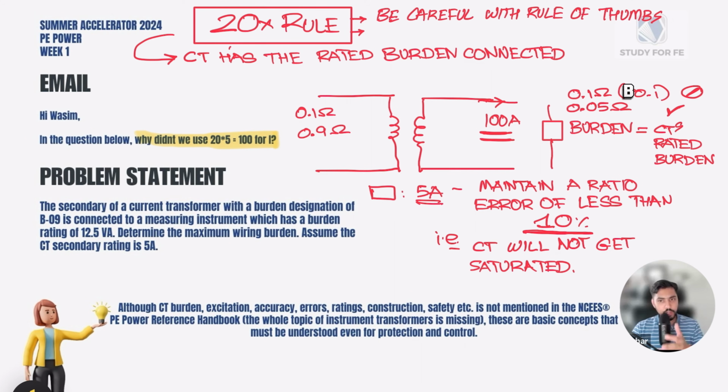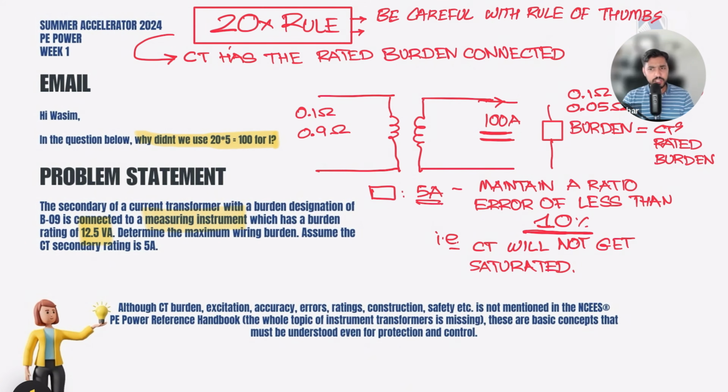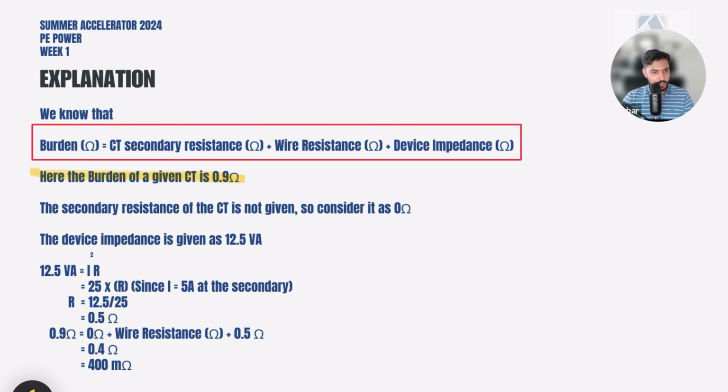I'm being a little bit vague over here. This measuring instrument can be anything, right? And the device that is connected over here, that is 12.5 VA. Okay, so determine the maximum wiring burden. The equation for burden is the CT's own resistance, correct? The wire resistance, which is unknown, and the device impedance, which is given to us, but in VA, okay?